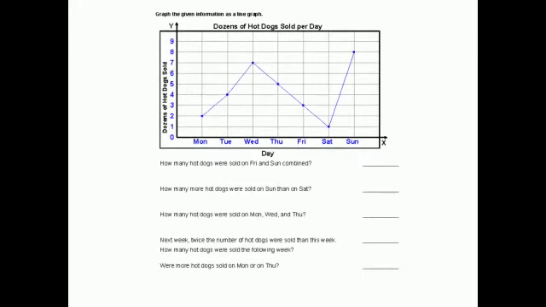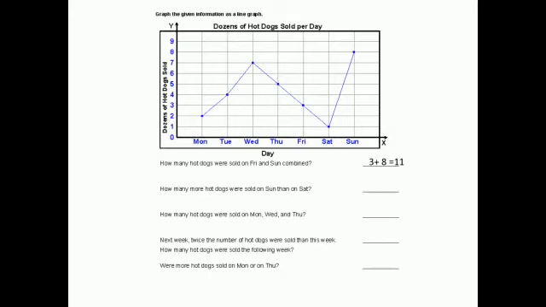Okay, so this is a graph about the dozens of hot dogs sold per day. We have Sunday, Monday, through to Sunday, you can see the graph here. We can read some questions and write the answer. How many hot dogs were sold on Friday and Sunday combined? Friday is 3, Sunday is 8. The total becomes 11.